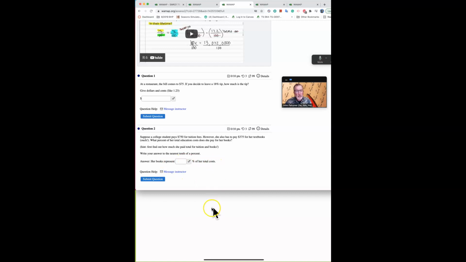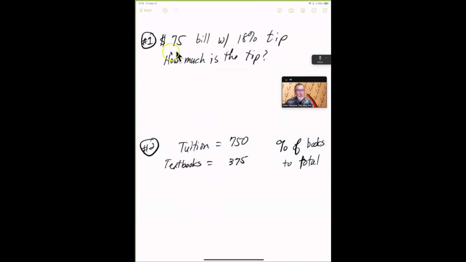Okay, so let's take a look at the tablet. So we have a $75 bill with an 18% tip. How much is the tip? So I used to work in food service. I was a waiter and then I was a bartender. And before that I was a busboy, working my way through college.